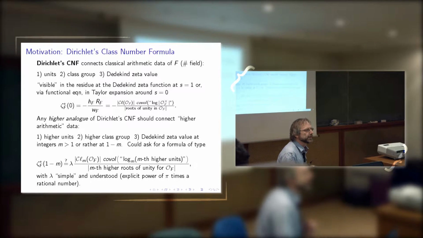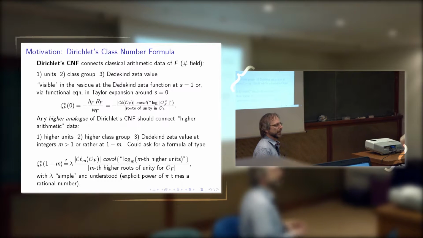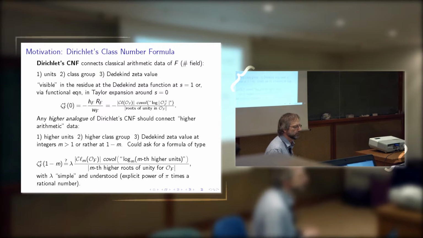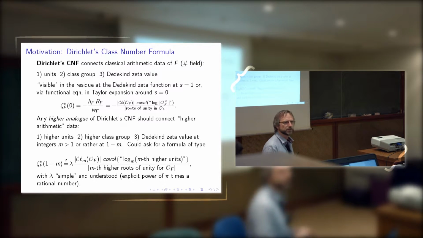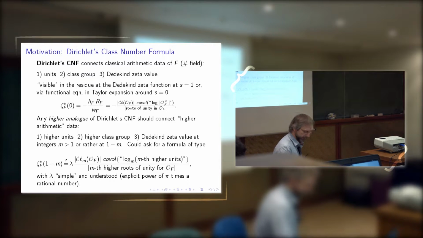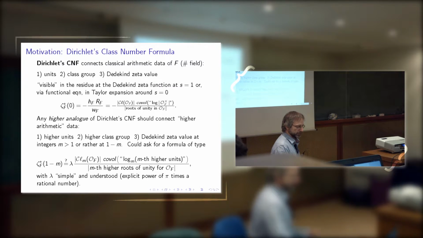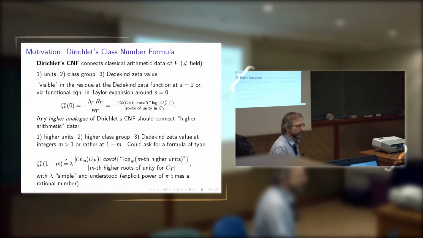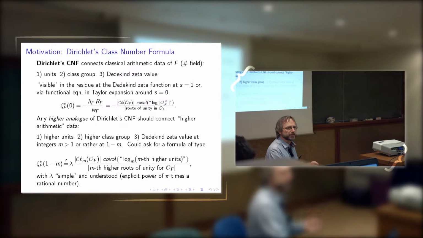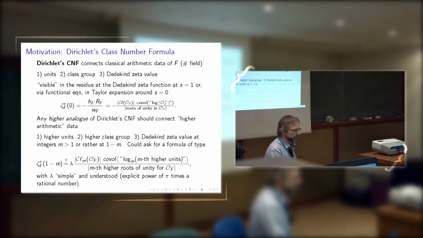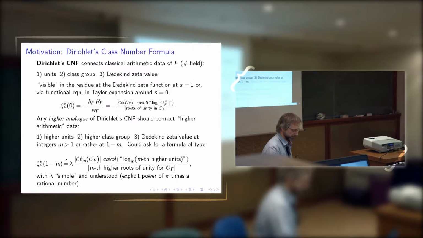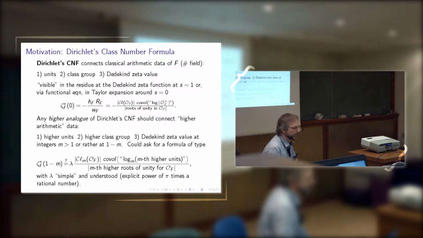And so we'd like to see a higher analog of that. And any higher analog should have higher arithmetic data. So what do we call higher arithmetic data? First higher units, higher class group, just in the same way as before, and the Dedekind zeta value at a higher integer, greater than 1, or by functional equation again at 1 minus m.